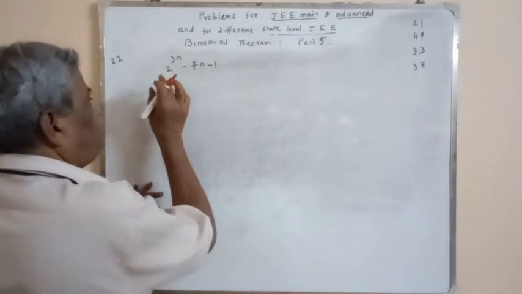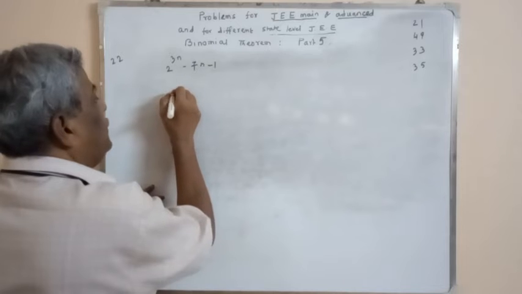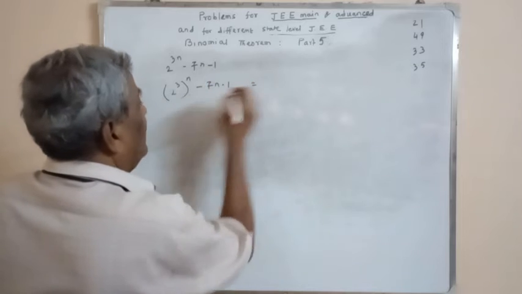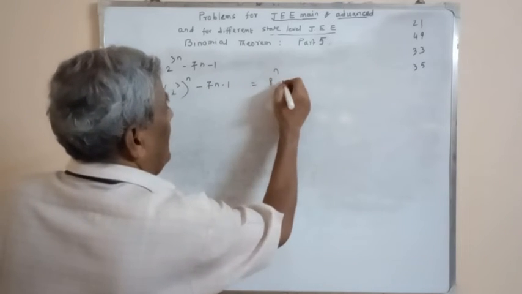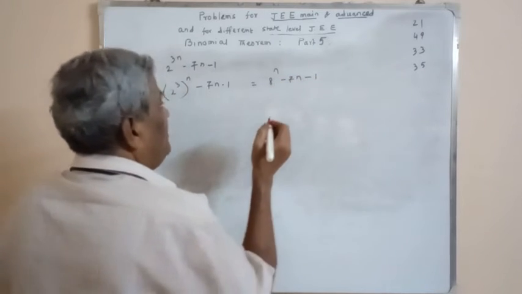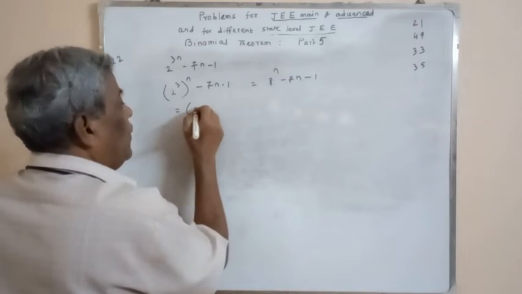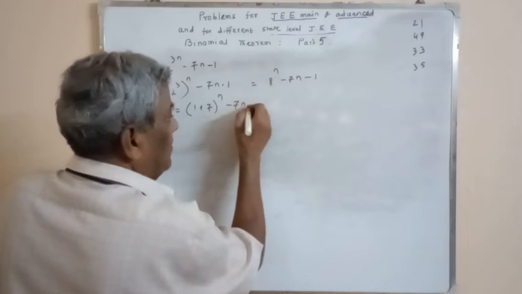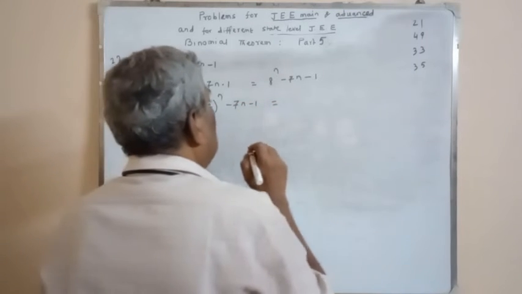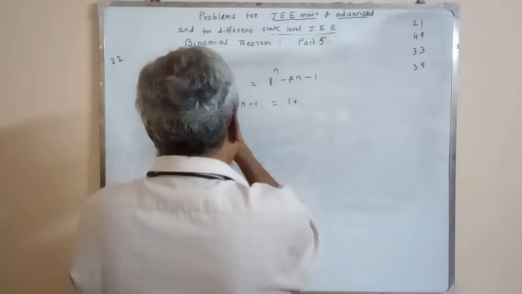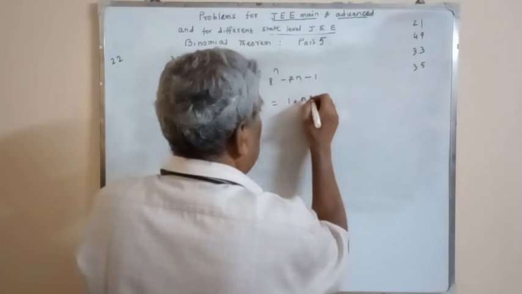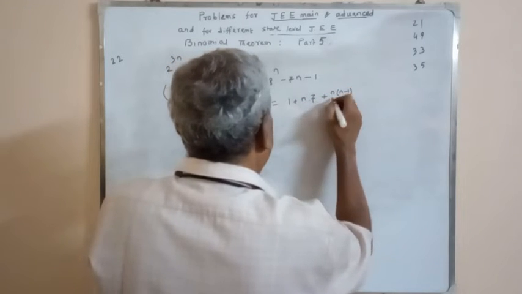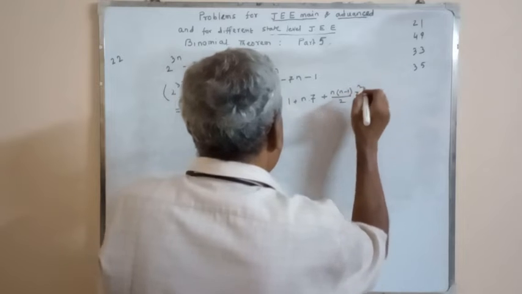To get it, we arrange it this way: 2 cube to the power n minus 7n minus 1, that is 8 to the power n minus 7n minus 1. It is equal to 1 plus 7 to the power n minus 7n minus 1, which is equal to 1 plus nC1 into 7, that is n into 7, plus nC2, n(n minus 1) by 2, into 7 square.